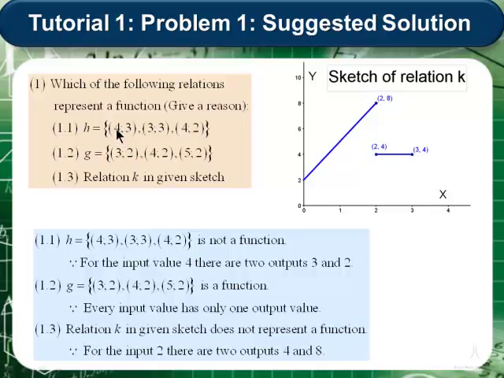For the input value 4, if you look at the first ordered pair and the last ordered pair, can you see for the input value 4 there are two output values, namely 3 and 2. So that's the reason, because for the input value 4 there are two output values, 3 and 2. While the second example, the relation G is a function, because every input will have only one output.